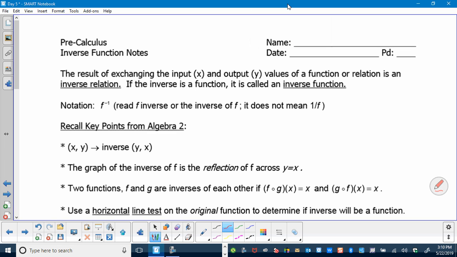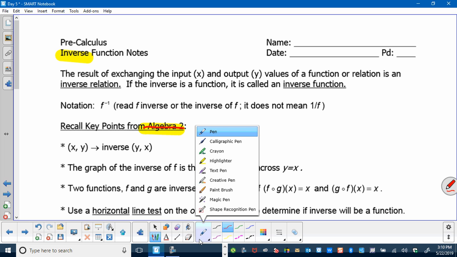Hello everyone, today we are going to learn about inverses in pre-calculus. So you should recognize the word inverses from Algebra 2. We learned a couple things about inverses. First of all, the word inverse means opposite.